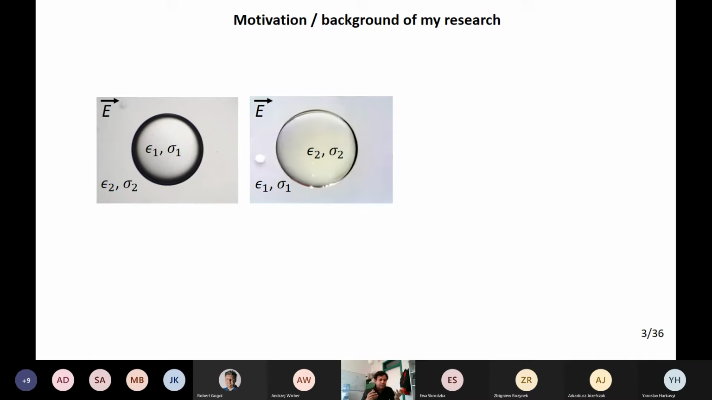So why is there oblate deformation and prolate deformation? Because the silicon oil droplet is less conductive than castor oil, and it feels compressive electrical stress, and it deforms perpendicular to the direction of the electric field. And this one is in the direction of the electric field due to the higher conductivity of the castor oil than silicon oil.